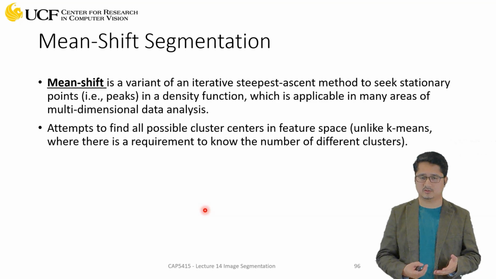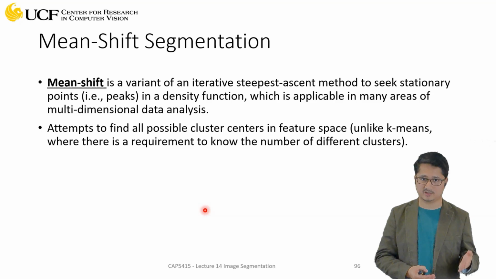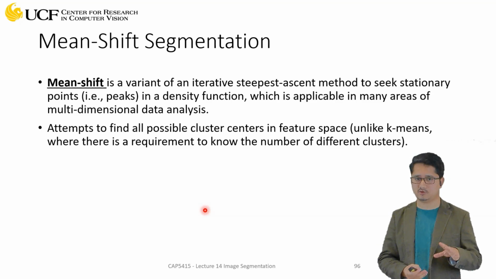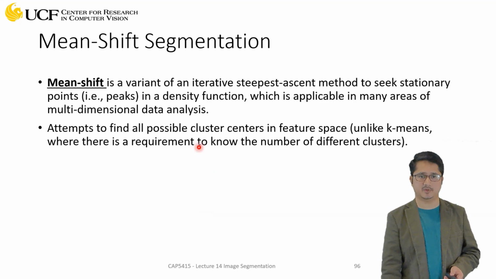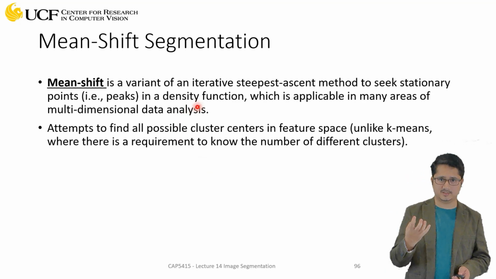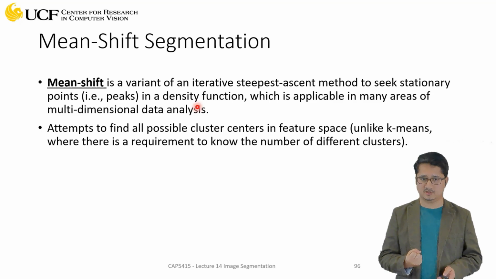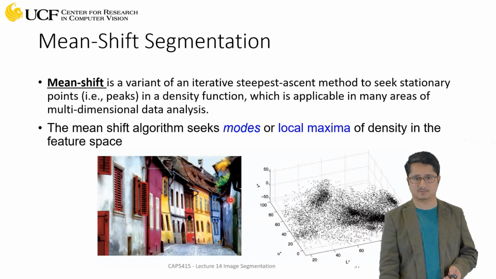First of all, it's trying to address the issue of the number of clusters, which was required in k-means. So we don't need to know how many cluster centers we have. We'll try to automatically detect that. And the main idea behind mean shift is it tries to find the density in your data. Okay. Now let's try to understand what that means.